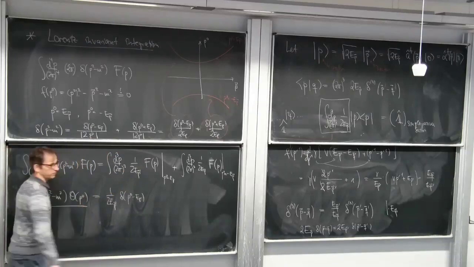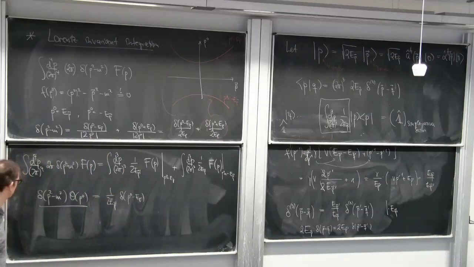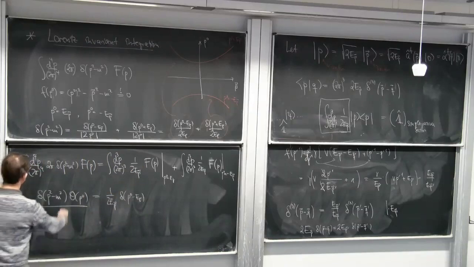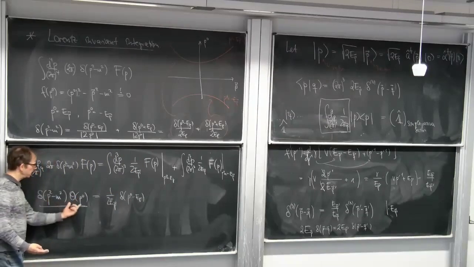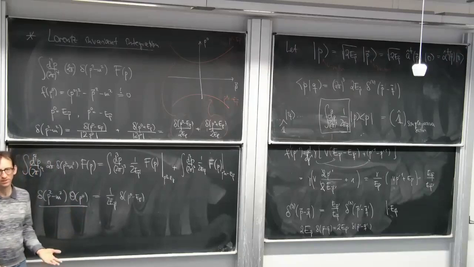Now, is this Lorentz invariant? That was because it's the p squared, and that's a scalar. This one, I don't know. I have to ask.